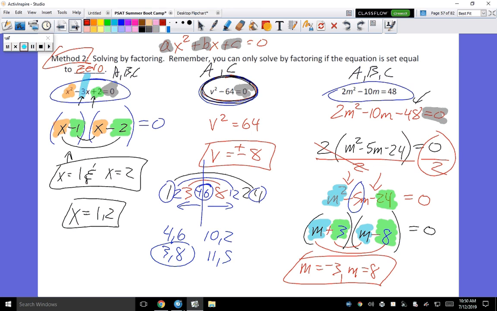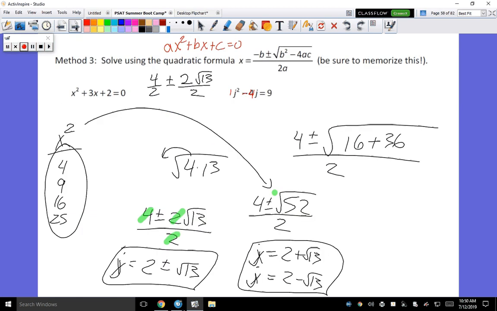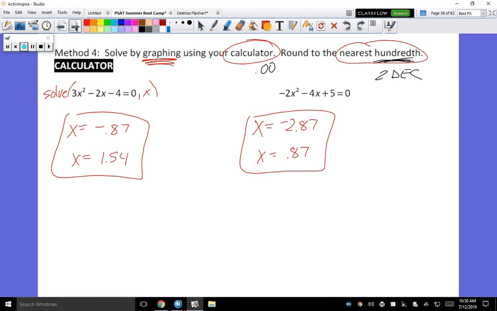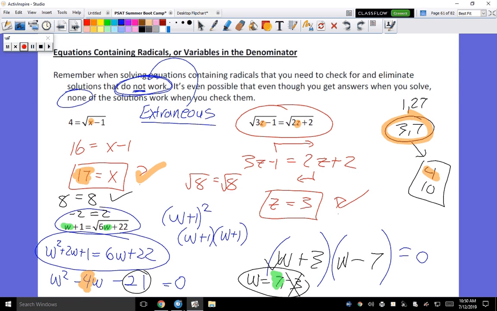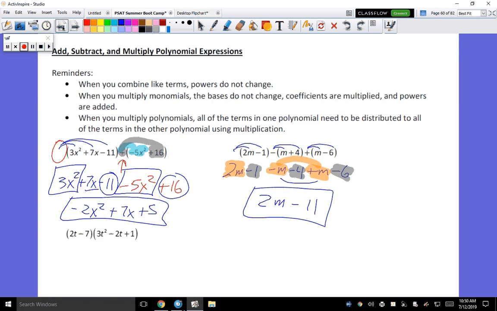Or the parent functions here. They're all quadratic, right? So if they're all quadratic, what's the domain of that function? All real numbers. We don't have to check for extraneous solutions. All quadratic, right? We don't have to check for extraneous solutions. Well, these are just simplifying. And I just noticed we didn't do this one down here. We'll do that in just a bit.